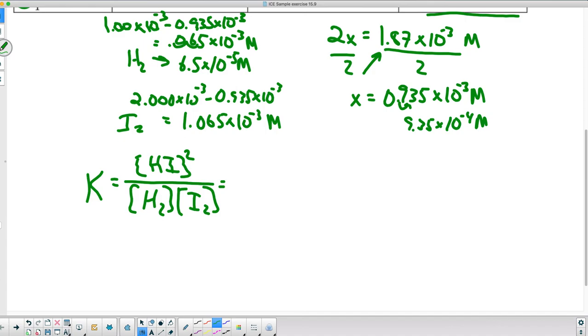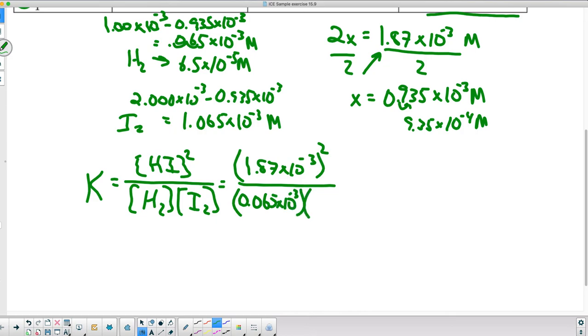Now all I have to do is plug in the numbers that I have. So I have 1.87 times 10 to the negative third squared, divided by the H2, which is 0.065 times 10 to the negative third, and the I2 is 1.065 times 10 to the negative third. We square the top, multiply the bottom, and divide the two. So once I'm done with that, I should get a number that looks very close to 51.